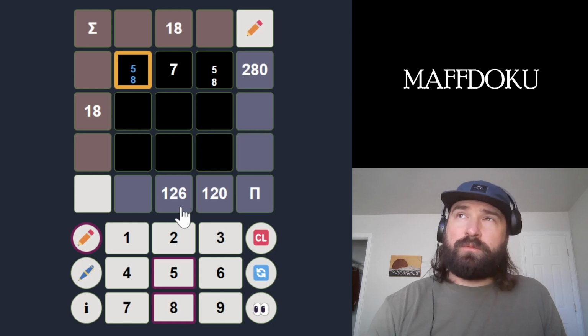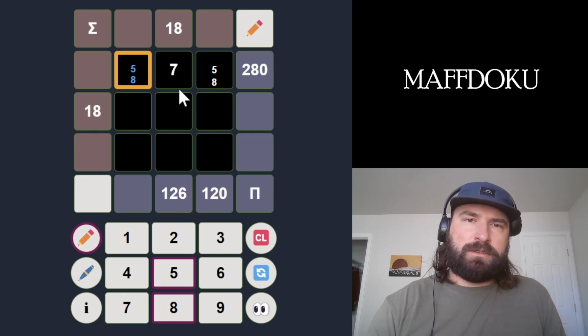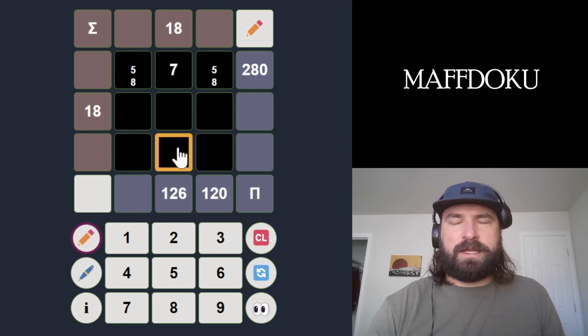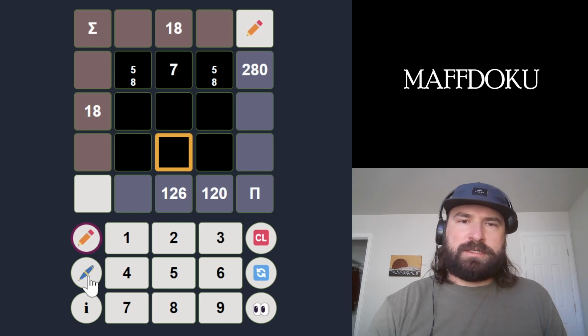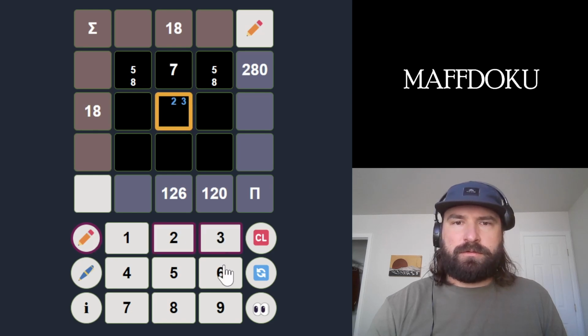126 divided by 7. Well, 126 divided by 2 is 63, so it's 16. Or is it? Yeah, 9 times 7 is 63, so it's not 16, it's 18. So these two numbers have to multiply to 18, because 126 divided by 7 is 18. So these two numbers could be 2 and 9, or 3 and 6. And I think all of those are still possible, unfortunately. 2, 3, 6, 9.